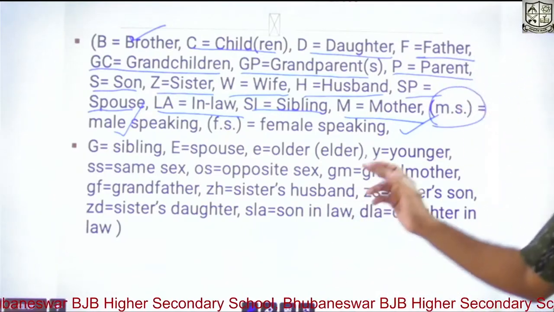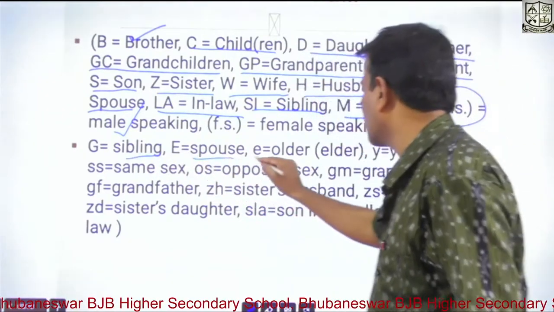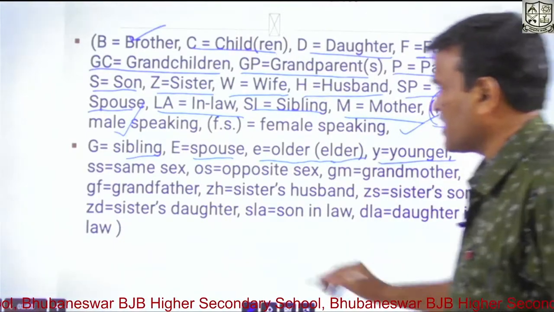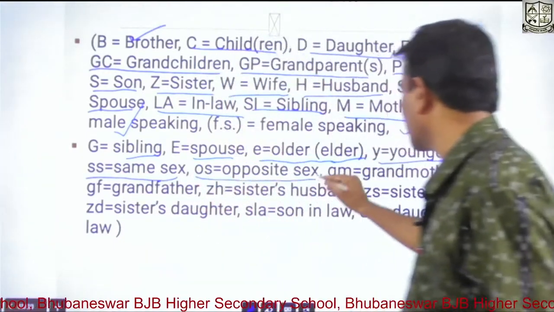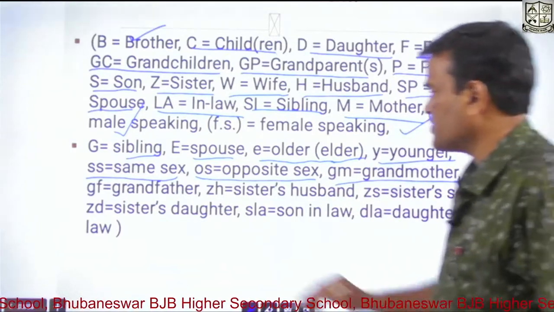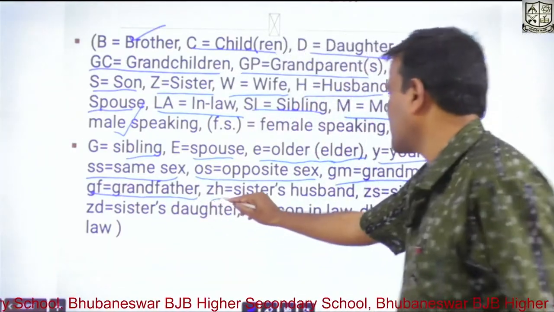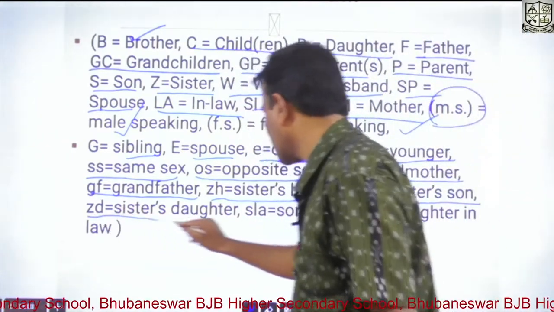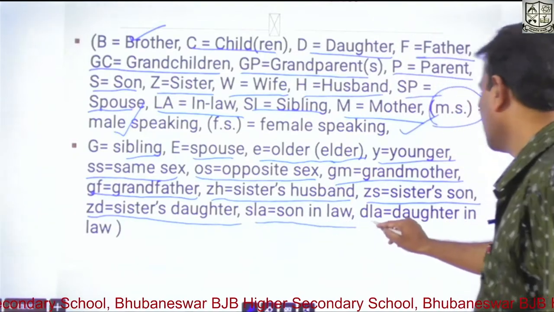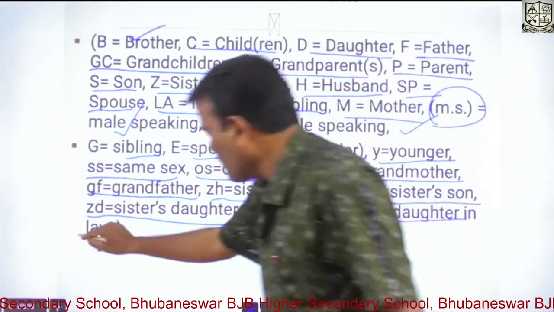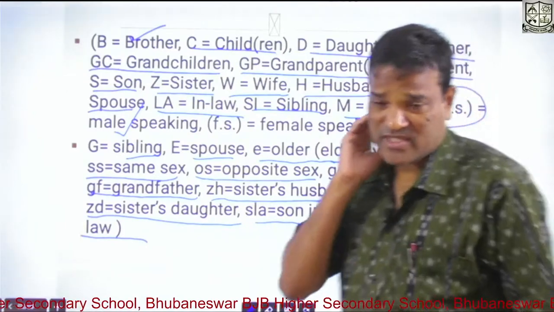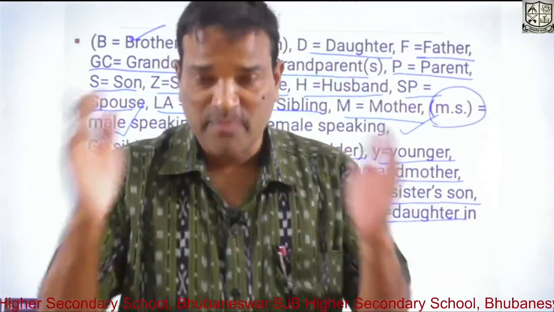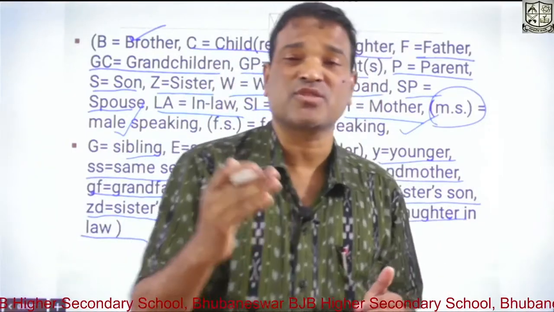G for sibling, E for elder or older, Y for younger, SS for same sex, OS for opposite sex, GM for grandmother, GF for grandfather, ZH for sister's husband, ZS for sister's son, ZD for sister's daughter, SLA for son-in-law, DLA for daughter-in-law. These abbreviations can be used in the kinship system to identify a specific relationship with one another.